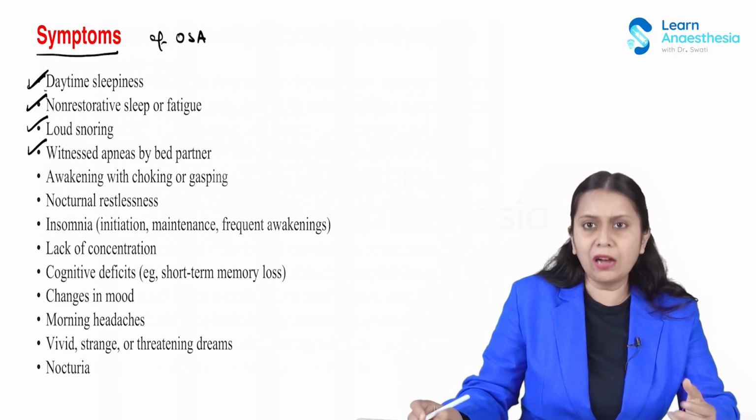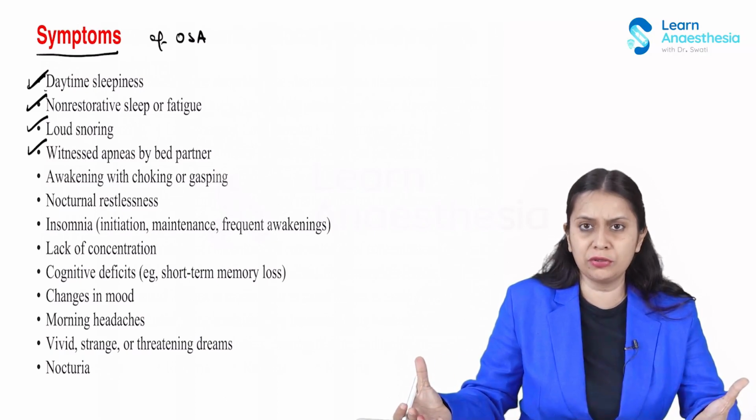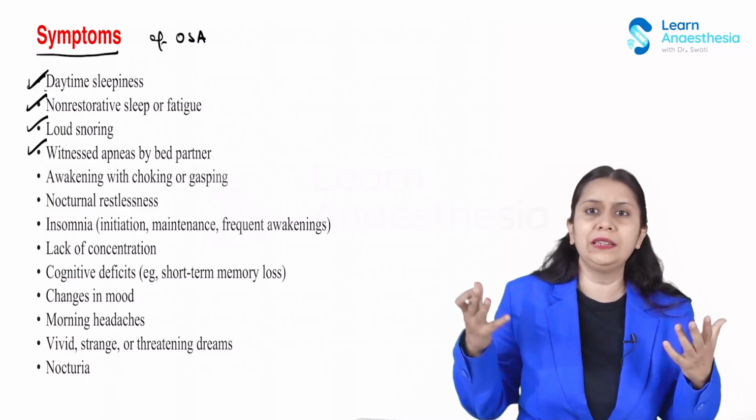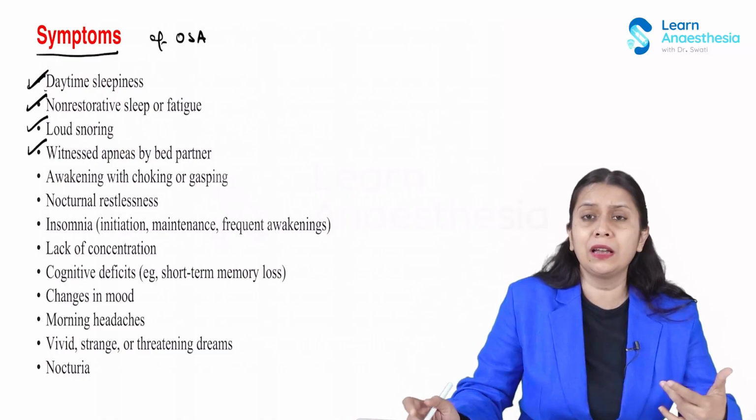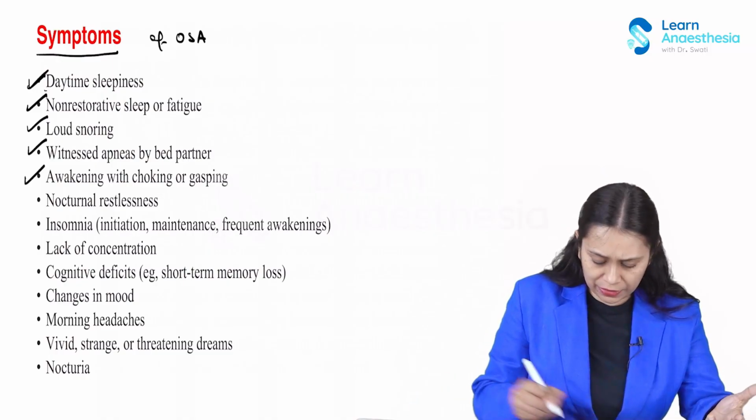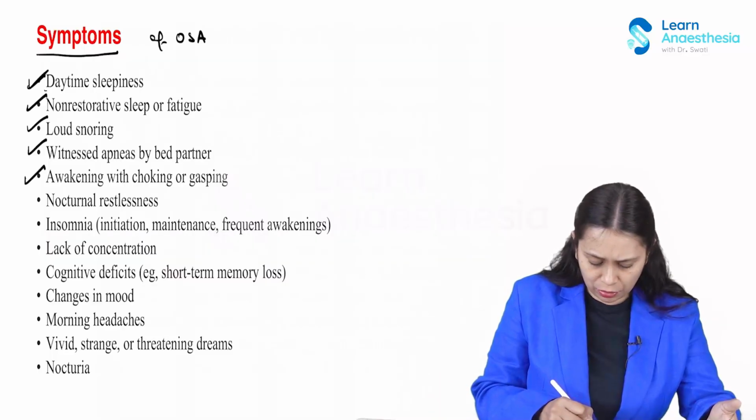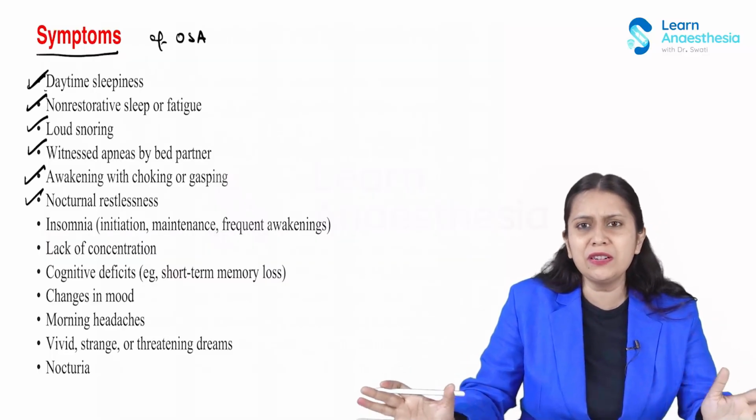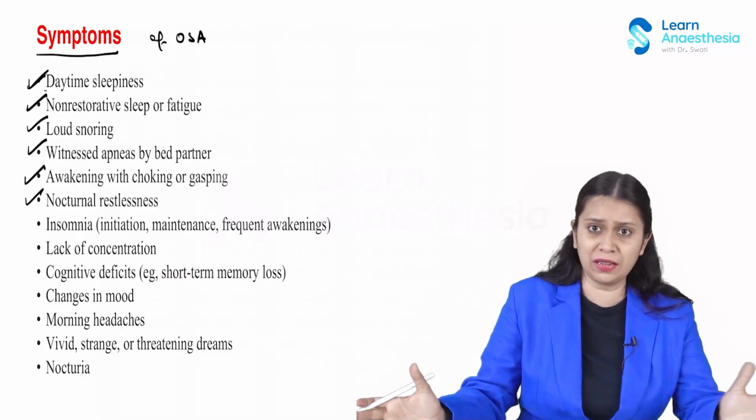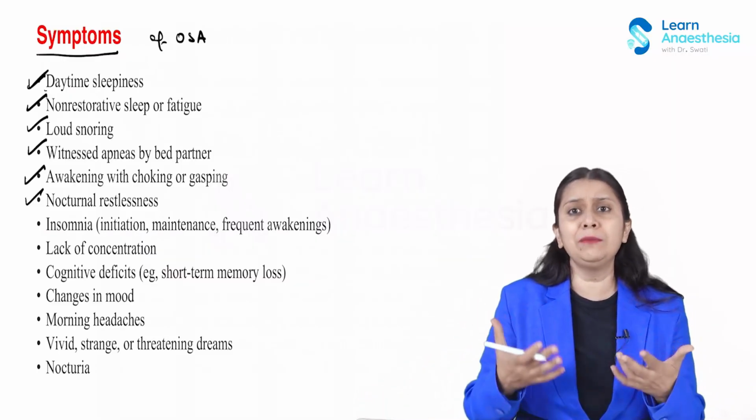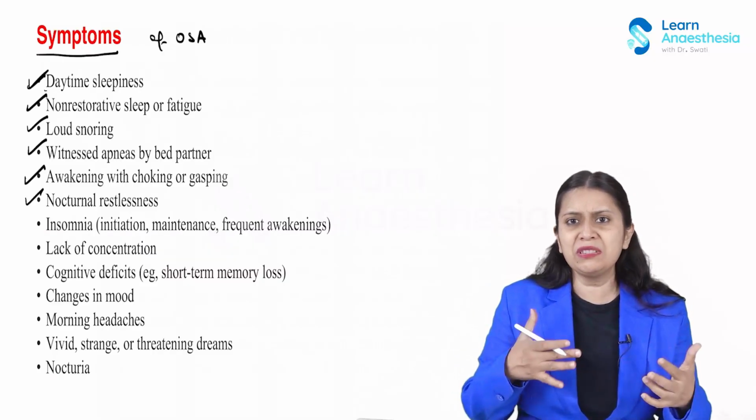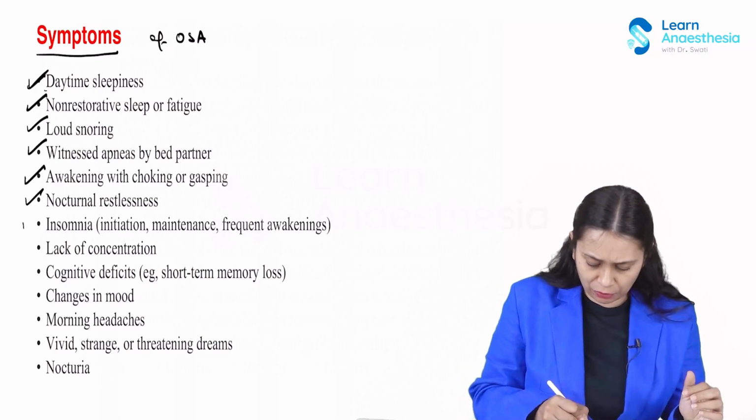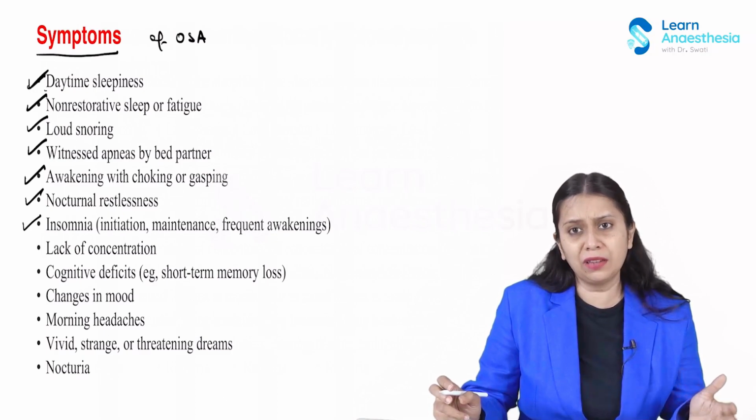Okay, then awakening with respiratory distress. The patient may complain of a choking or gasping reflex during sleep, which makes him suddenly awake. So awakening with choking or gasping. Then nocturnal restlessness. The patient will say he doesn't have a good sleep at night. He's restless at night. Awakening may not be seen, but because of the obstruction of the upper airway, the patient doesn't have a sound sleep. Then insomnia, irritation. The patient's sleep time is very less.